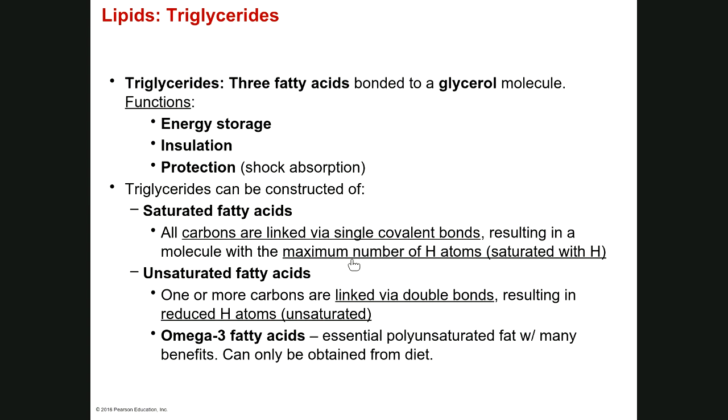Now, I said bound on all sides. So a carbon has 4 places at which it can be bound. So for a saturated fatty acid, a carbon is going to be bound on all 4 sides of it by a hydrogen. And this is going to be by way of a single covalent bond. So when we say saturated, we're saying that the carbon is saturated with hydrogens because on all 4 sides of that carbon, a hydrogen will be bound to it. So the carbon is considered saturated. It's saturated with hydrogens. No more hydrogens can bind to it. It has the maximal number of hydrogens bound to it. So that's really the chemical definition of what a saturated fatty acid is.